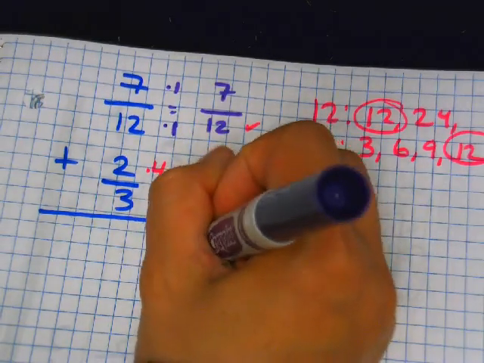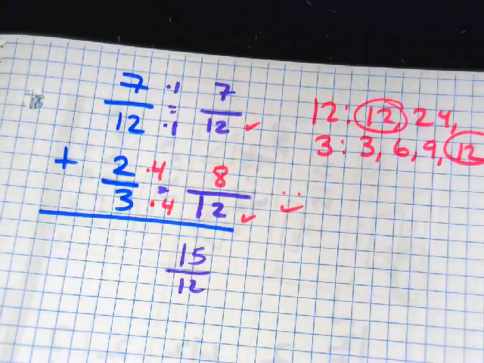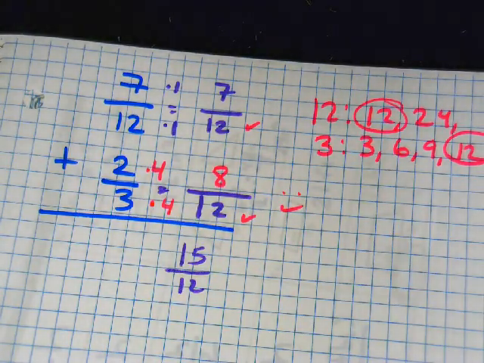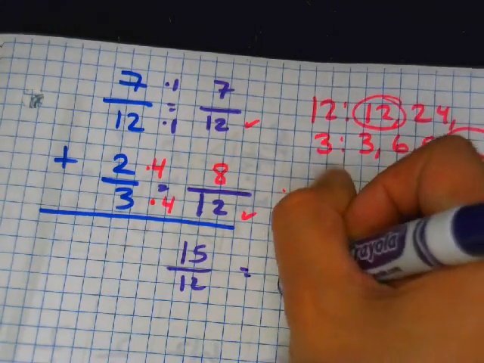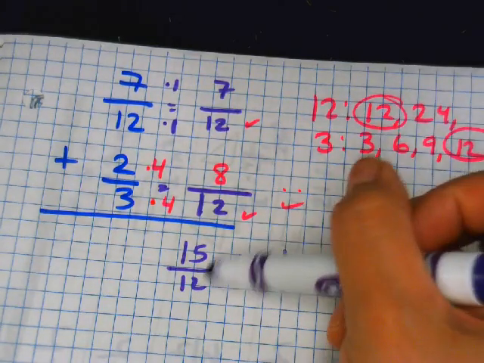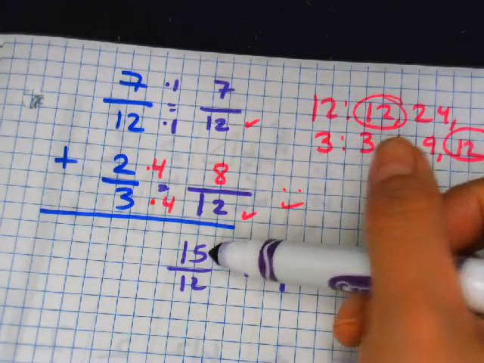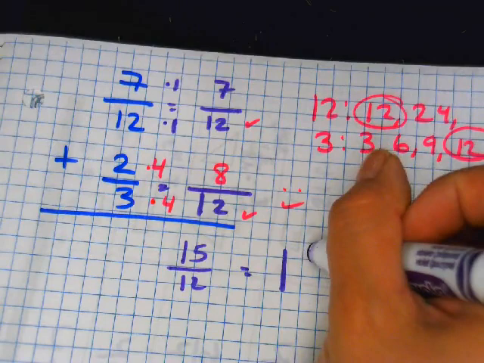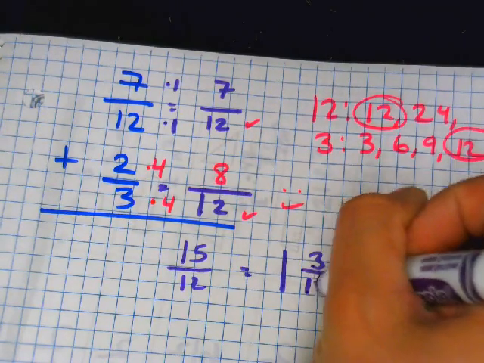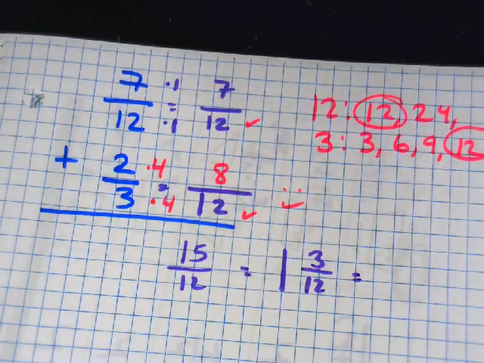15 12ths. Which is equal to what? 1 and 1/3, or 1 3/12, something like that. How many times is 12 going into 15? 1. What's my remainder? 3. It's the only time we use remainders. So 1 and 1/4. Very good.